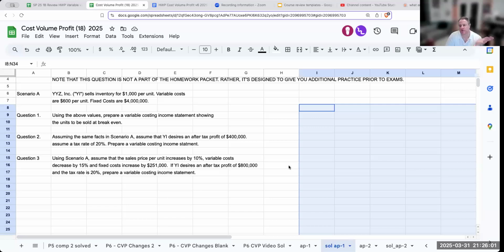Welcome. This is Tchaikovsky. We're going to go through some cost, volume, profit questions. This is to give my students additional practice prior to taking their exam. Just a few different things.